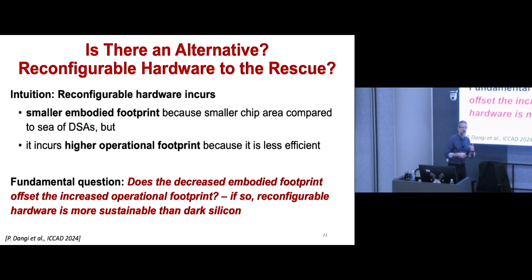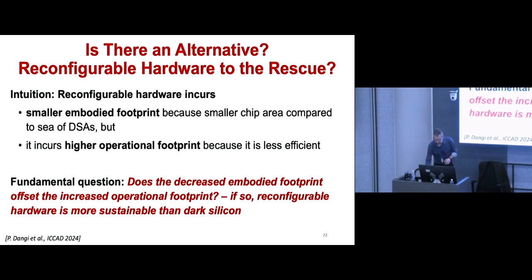On the flip side, the operational footprint would be higher when using a reconfigurable fabric compared to the DSAs, because the reconfigurable fabric will be less efficient than the DSAs, and there will be some runtime overhead. And so the question is, where exactly is this trade-off point? Is there such a thing as reconfigurable hardware being a more sustainable alternative to a sea of DSAs? And it turned out that indeed that's the case.